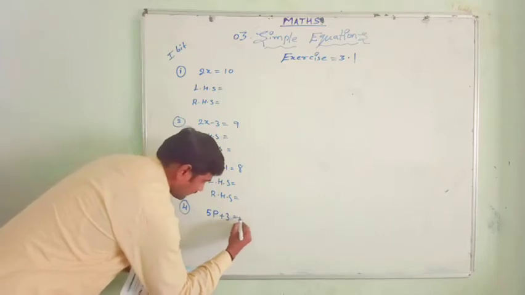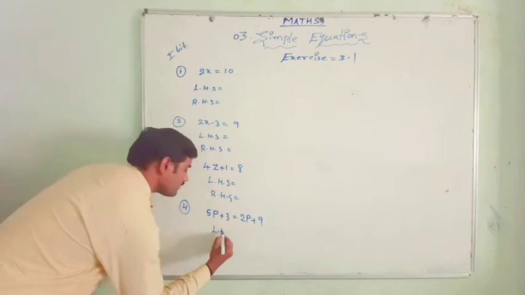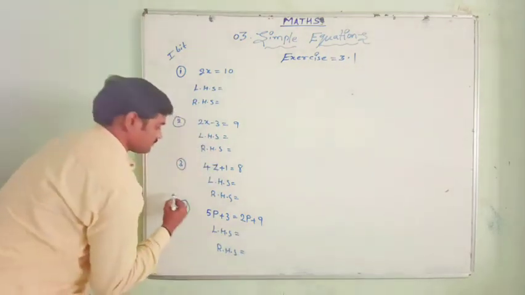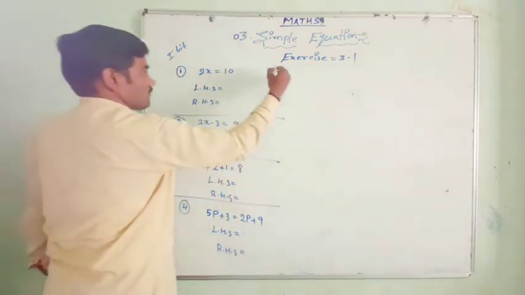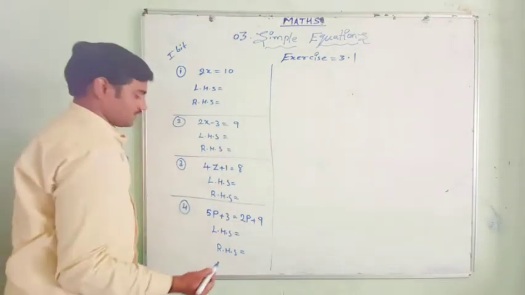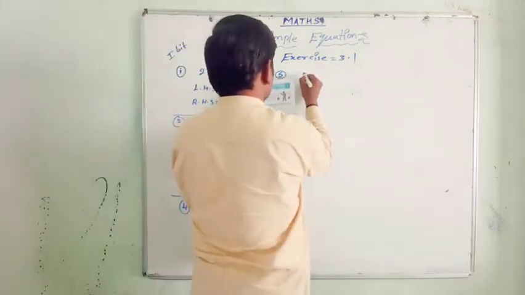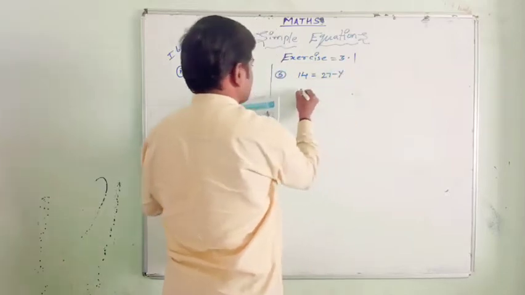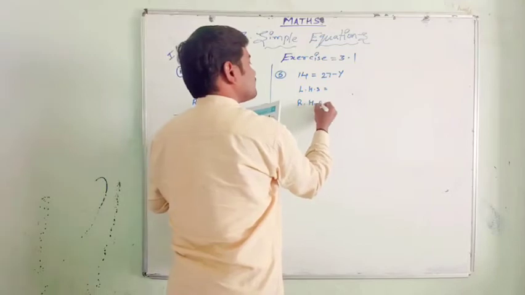5p plus 3 equal to 2p plus 9. LHS, RHS. Fifth one, 14 equal to 27 minus 5. LHS, RHS.